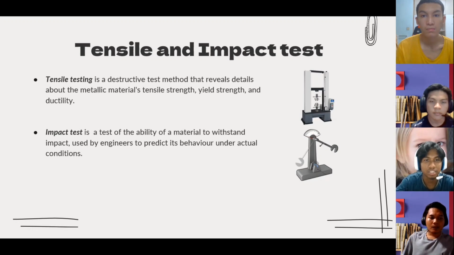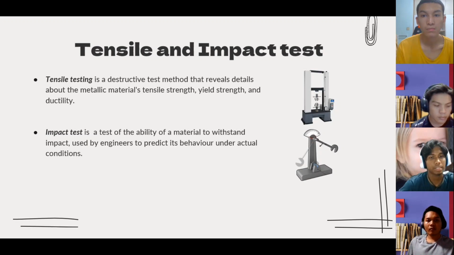Tensile testing is a destructive test method that reveals details about the metallic material's tensile strength, yield strength, and ductility. So basically, tensile testing is about the pulling force we apply to the material like this. We will do the process until the sample undergoes breaking or fracture.